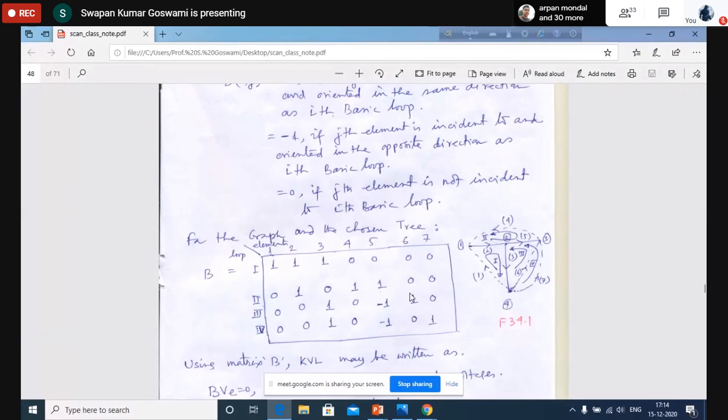So this is the matrix B, describing the elements forming the loops. We can say that this matrix is nothing but the loop to element incidence matrix. It tells the incidence between loops and elements, and whether they are opposing or assisting the loop. Is the construction of the B matrix clear to you? Try to understand, try to match.